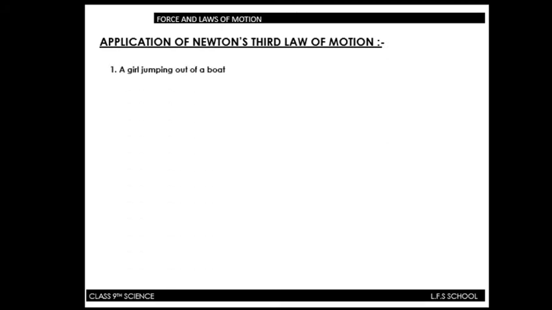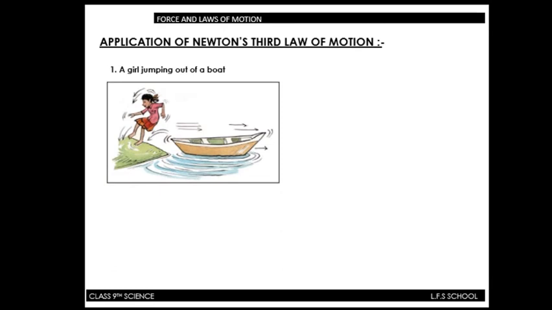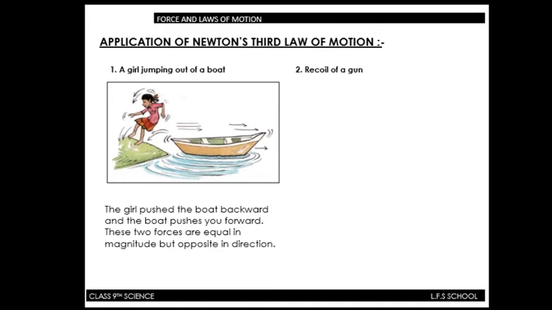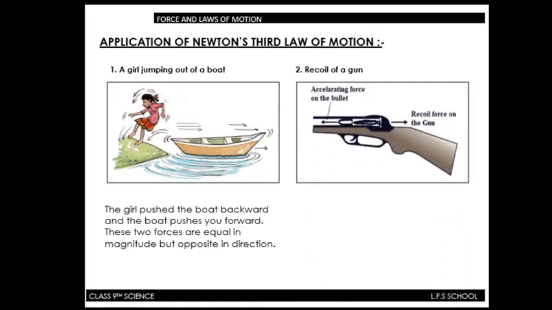Here comes the first application, a girl jumping out of a boat. So, what happens when a girl is jumping? See the picture, a girl is jumping out of a boat. While she is jumping out on the bank of the river, she is applying an action force on the boat. At the same time, the boat is also applying a reaction force on the girl. As a result, the girl moves forward. Clear?